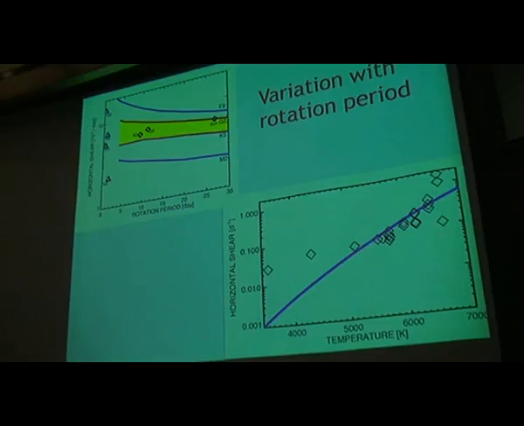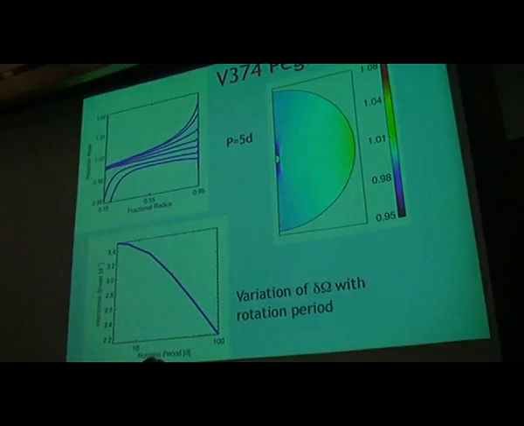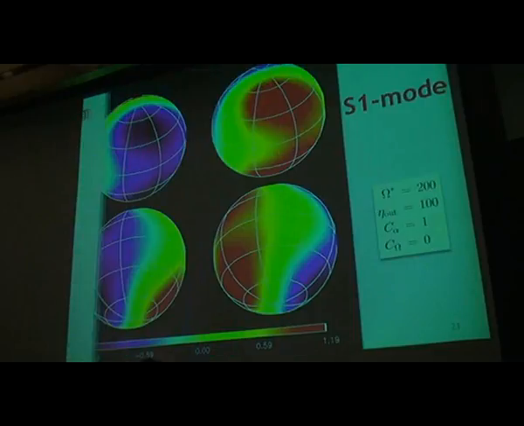This is the model calculation. This is again the T to the 9th law. This is a sequence showing differential rotation as a function of rotation period for different spectral types, so it goes down here. So we would expect it to be weak for M stars, but not zero. That's the important point.